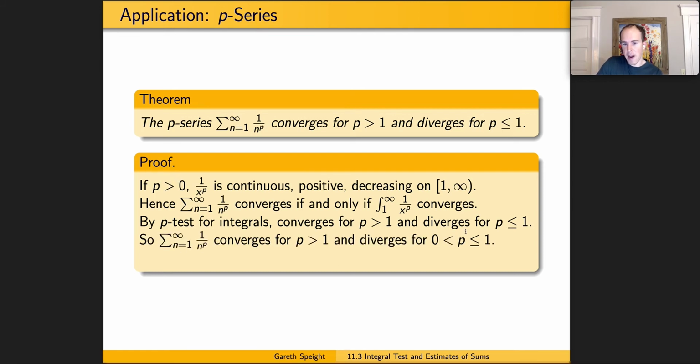So we finished classifying, at least as long as p is strictly bigger than 0. But if p is less than or equal to 0, you can easily check that 1 over n to the p does not go to 0, so it diverges anyway. So that fills in the rest of the cases. So bottom line, this is just an application of the integral test and the p-test for improper integrals of type 1.